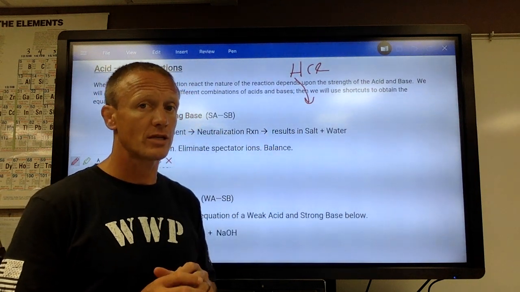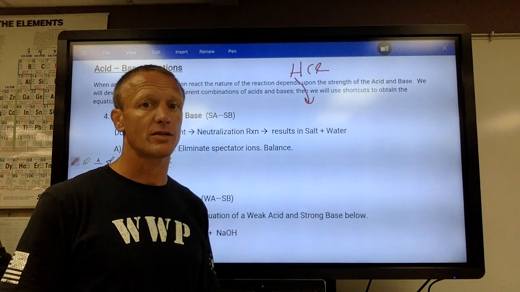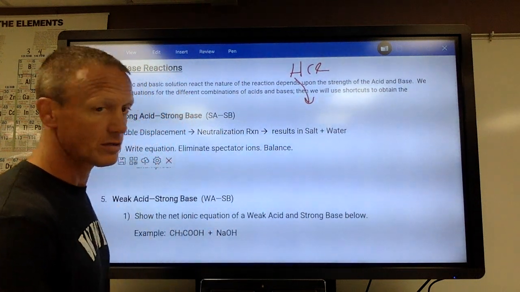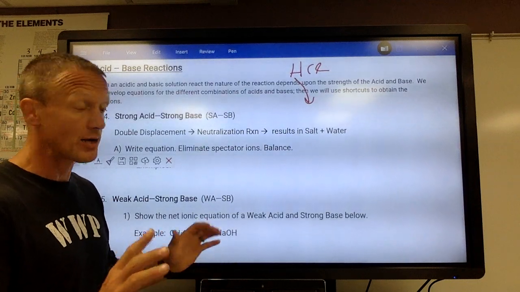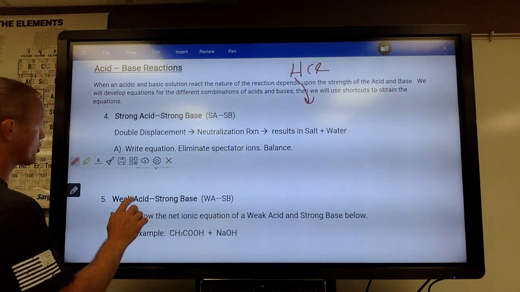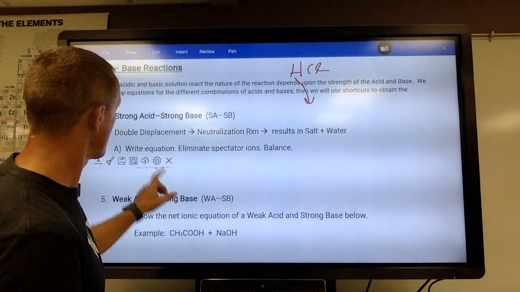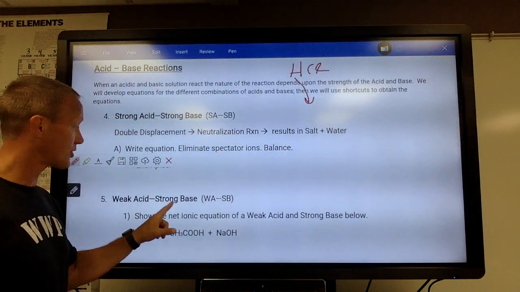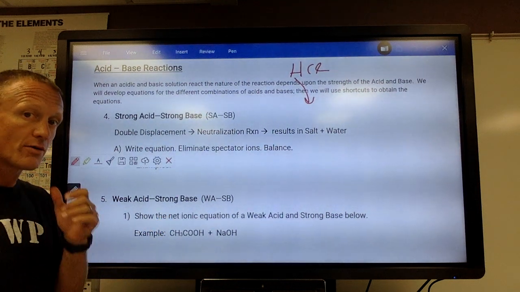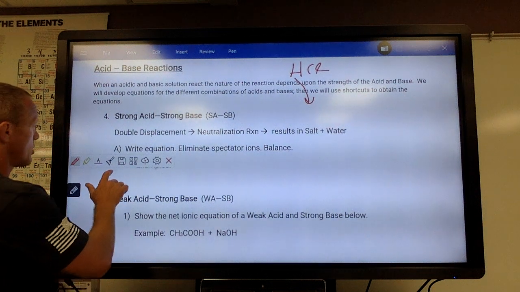So in all these reactions, the acid is giving a hydrogen to the base. So it's always a hydrogen transfer. For all these reactions, it's always a hydrogen being transferred from the acid to the base. There's 3 different types. We'll do strong acid, strong base, a weak acid, strong base, and a strong acid, weak base. We'll never do weak, weak. Reaction does not really occur.